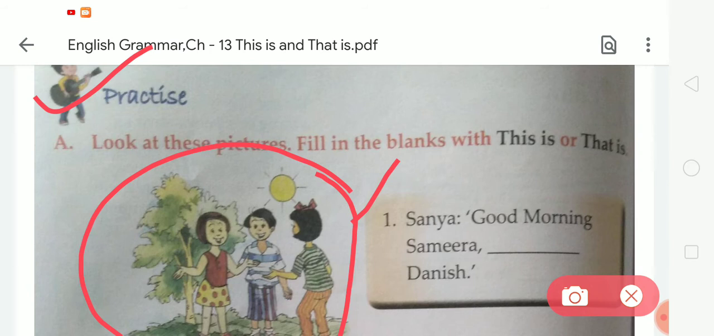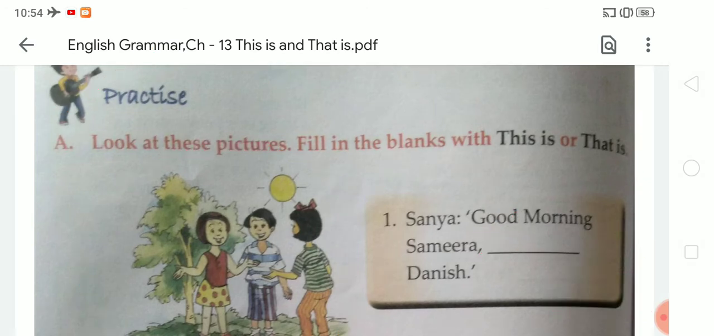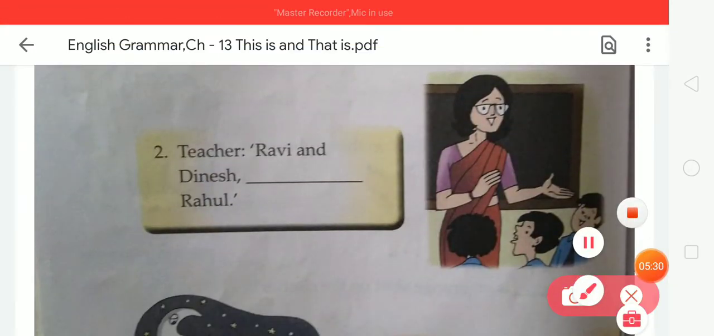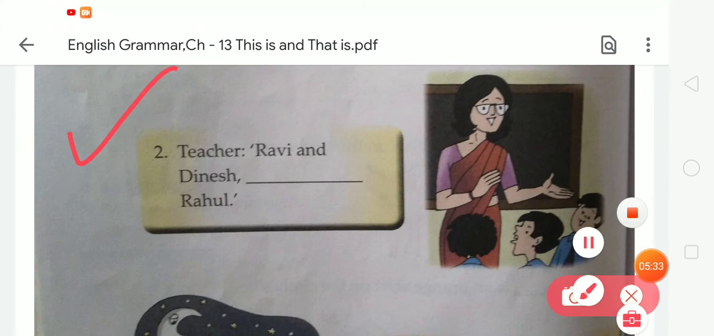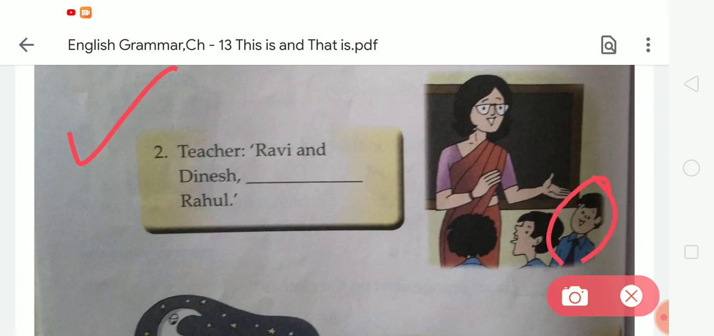Okay, so what will be used? This or that? We have to use this. Okay, we have to use this is Danis. Okay, now come to the next. In number second, you can see there is a classroom, and in the classroom the teacher is saying, "Ravi and Dinesh, dash Rahul." So what will be used? This or that? We have to use this is, because Rahul is near to the teacher. So we have to write this is Rahul.